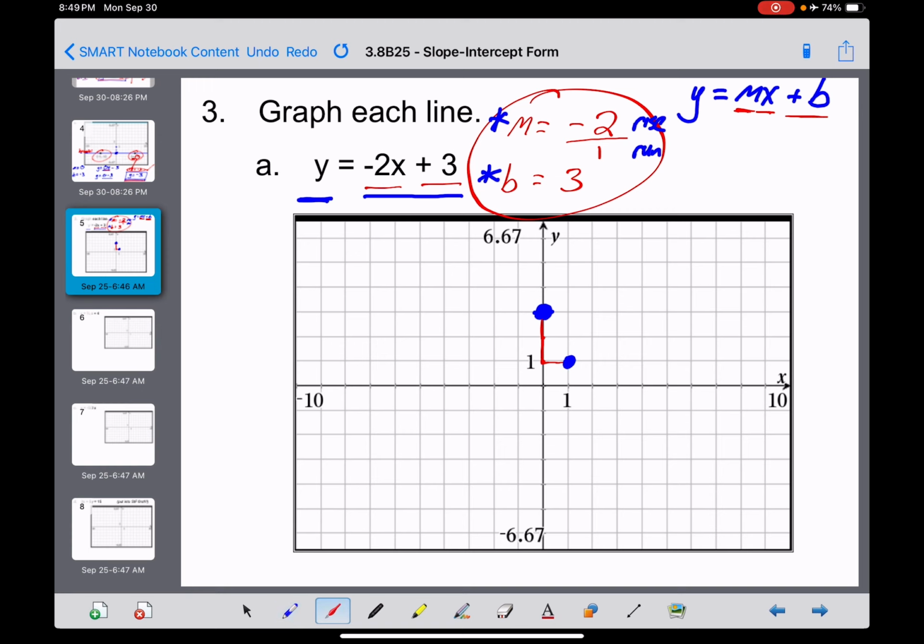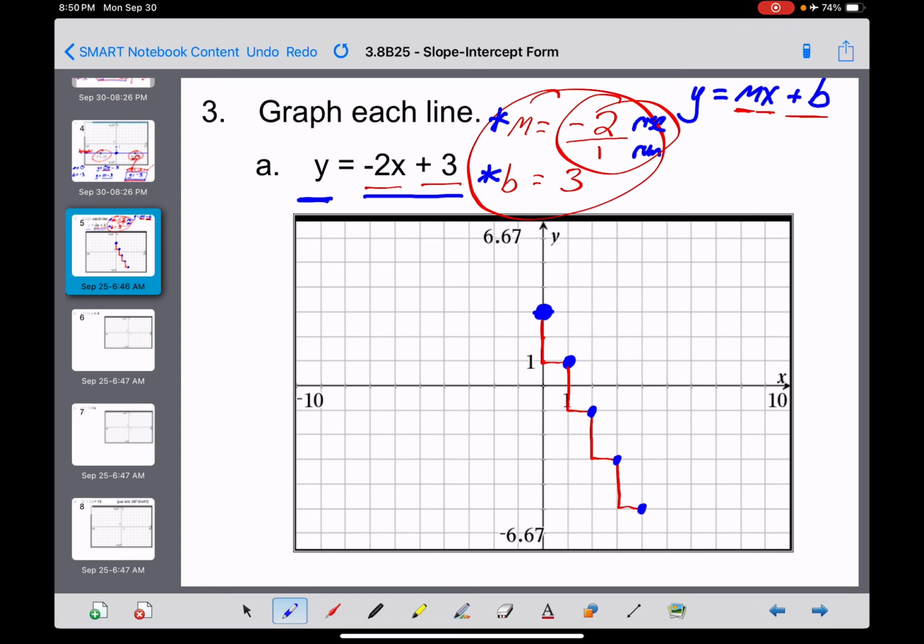It really only takes 2 points to determine a line, but it's a good idea, guys, to use your slope a couple more times. I'm going to continue doing this rise and run a couple more times. Down 2, right 1. Down 2, right 1. Down 2, right 1. And every time I made my little turn there, those are points that are going to be on the line.